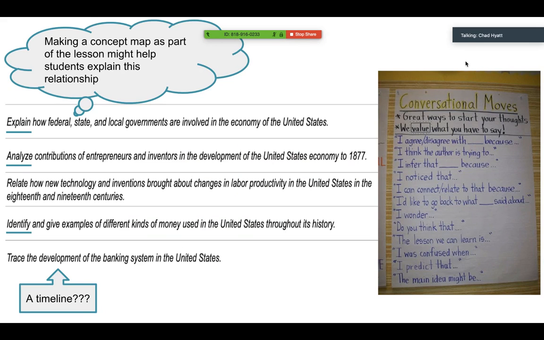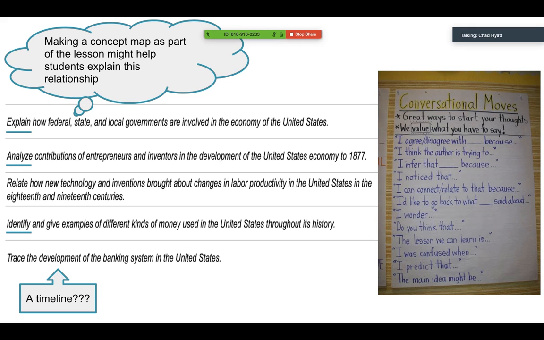All right, and so then let's look at a specific example. Here are some social studies standards from 8th grade, I believe. And so when I see this first one, explain how federal, state, and local governments are involved in the economy of the United States, again, I see that there is a relationship that's necessary here. And so maybe a concept map here is going to help me show that relationship. If it wasn't for that connection piece, I may not have thought about the idea of the concept map.